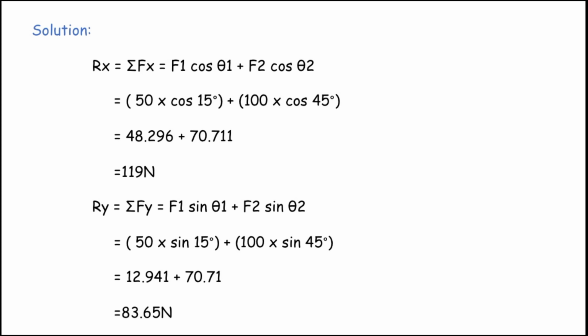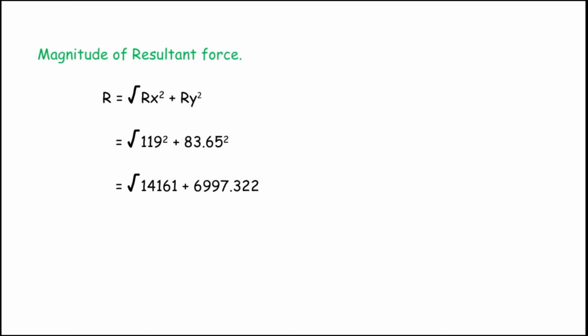Now we are going to calculate the total resultant. So the formula is magnitude of resultant force R equal to root of Rx square plus Ry square. Now substituting the values of Rx and Ry, it is 119 square plus 83.65 square. Now the squares of the values give root of 14,161 plus 6,997.82. Now the summation of the values is root of 21,158.322. Now the square root of the value is 145.459 Newton. The final resultant is 145.45 Newton.